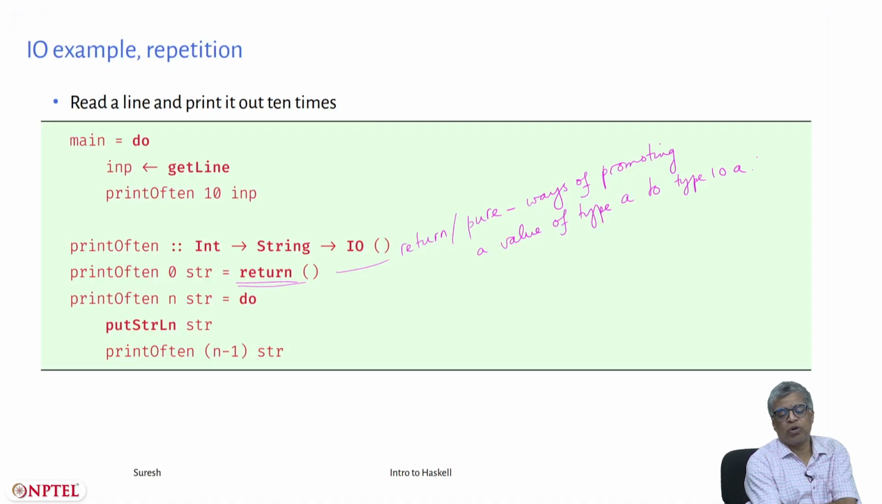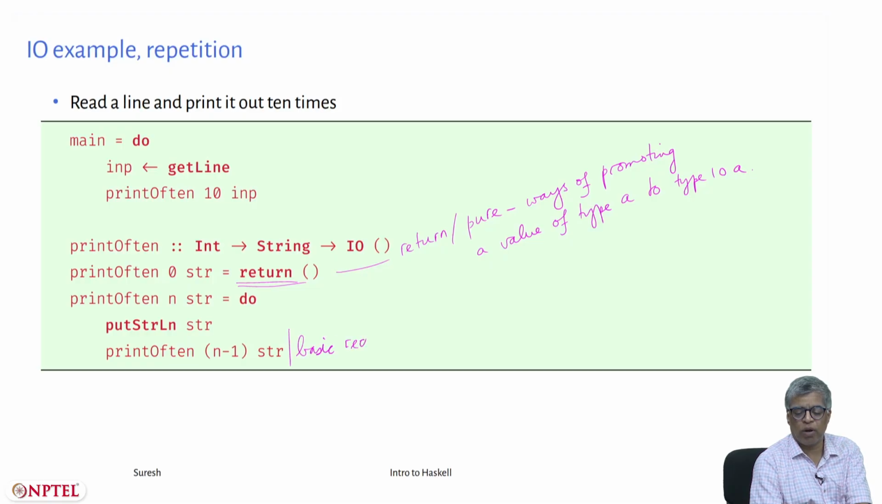So you could say, for instance, get an input line from the user, print that input line 10 times. Printing 0 times is just the same as saying return unit. Printing n times is the same as printing once and then printing n minus 1 times. So this is just basic recursion inside a do block.